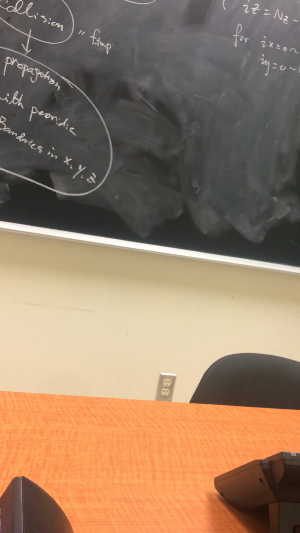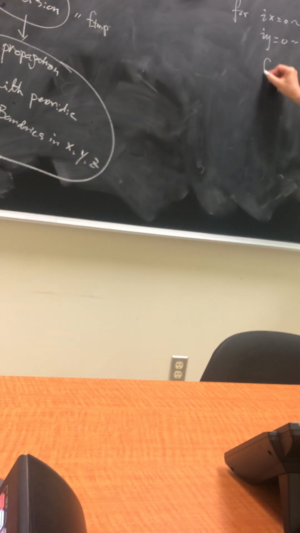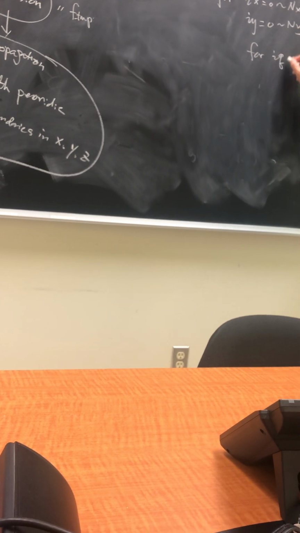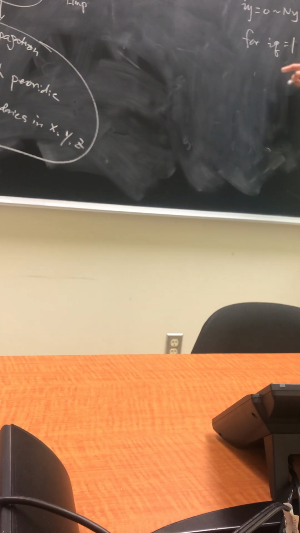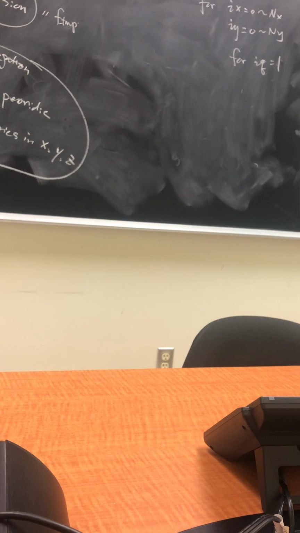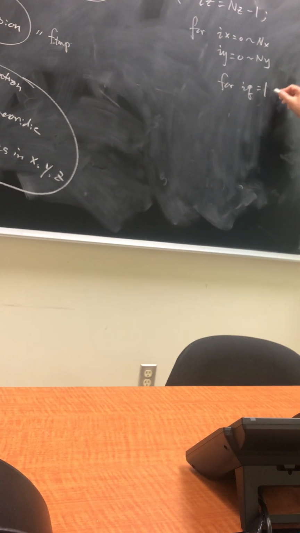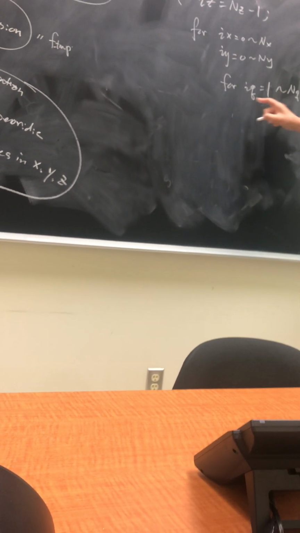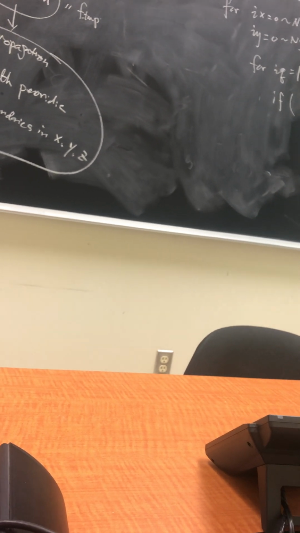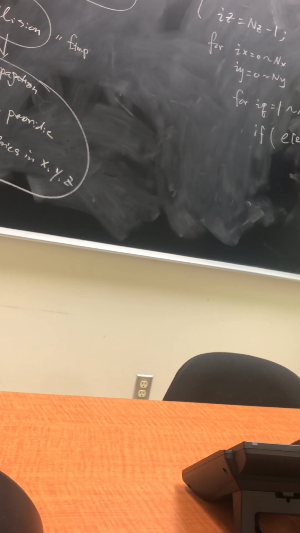So which one is going crossing the border? That one. For IQ, you even want to start from 1, because 0 is going to stay there, right? And over this 1 to NQ, not everyone. So if it is going up, that means the Z direction, right?